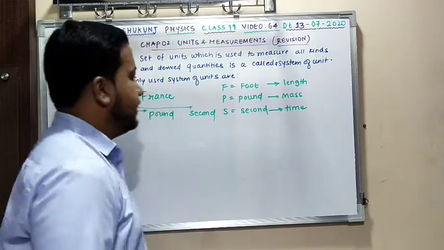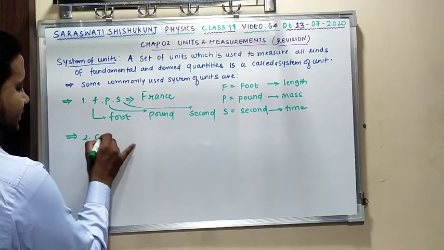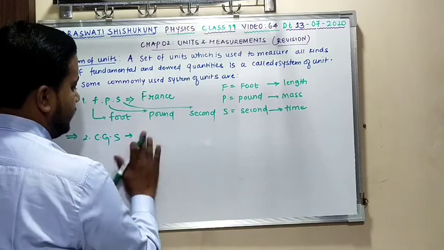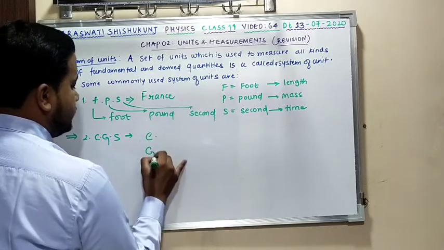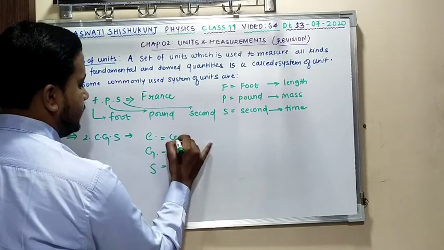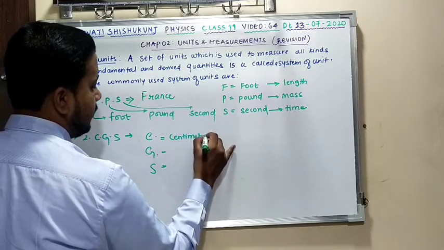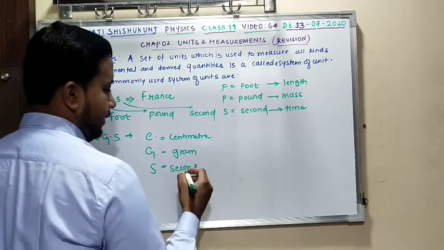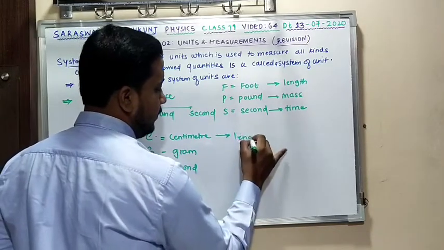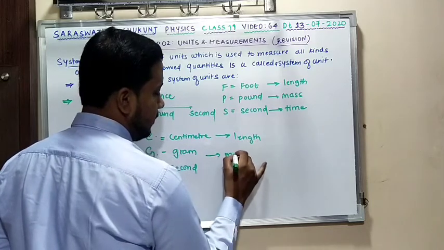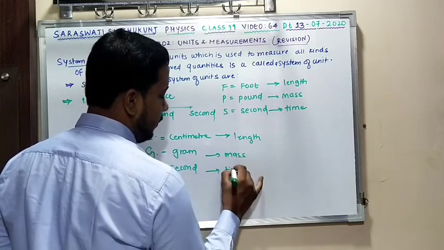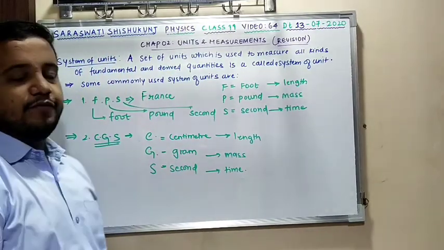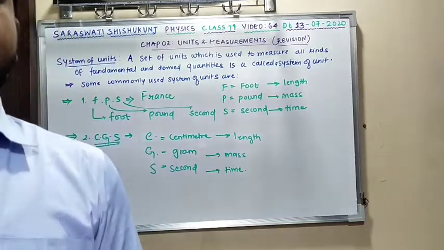The second system we have is CGS. Again it is a French system. C is centimeter, G is gram, and S is second. This is again the units for length, mass and time. That is the CGS system, and the first one was the FPS system. Hope it is perfectly clear.